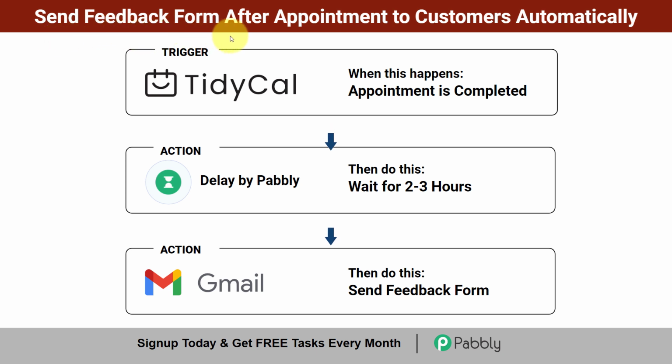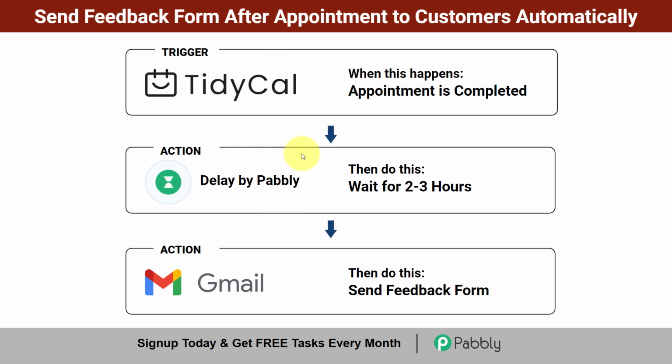Send feedback form after appointment to customers automatically. So assume that your customer has just completed an appointment with you. Now after 2 to 3 hours of the appointment, you want to send a feedback form to your customer. So either you can manually monitor the time of the appointment and share the feedback with each customer one by one again and again, or you can automate this process.